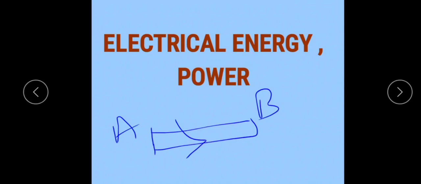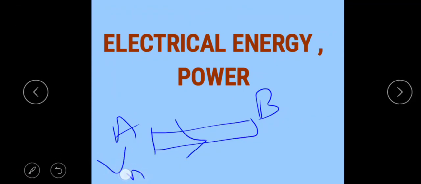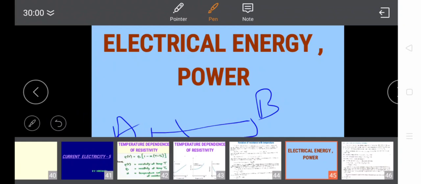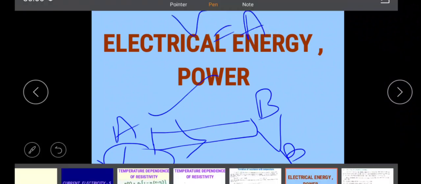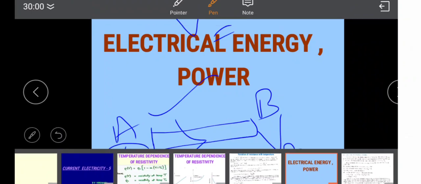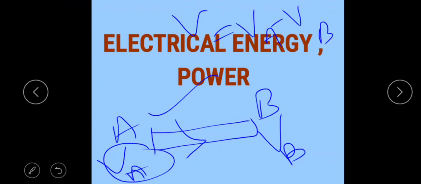The electrical potential at end A is taken as VA. VA, the potential at end A, is higher than the electrical potential VB at the B end, so VA is greater than VB. The potential difference between end A and end B of the conductor, V, is equal to VA minus VB. That is the potential difference between the ends of the conductor.